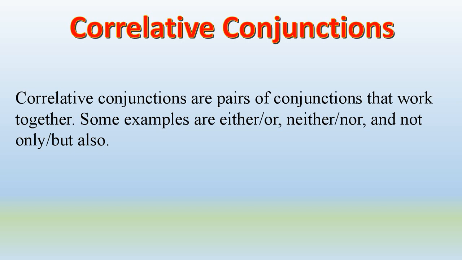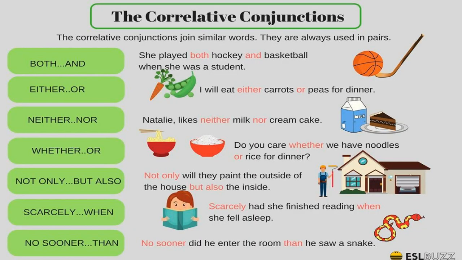So, we have seen coordinating conjunctions, we have seen subordinating conjunctions. Now, correlative conjunctions. Correlative conjunctions are pairs of conjunctions that work together. They are also termed as paired conjunctions. Some examples are either or, neither nor, and not only but also, etc. Here are a few of the examples. The correlative conjunctions join similar words. They are always used in pairs.